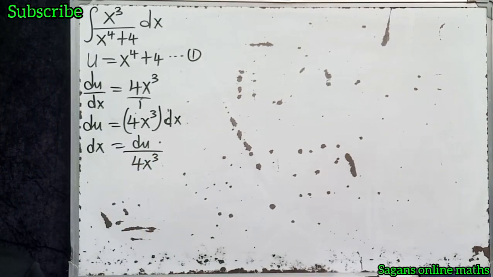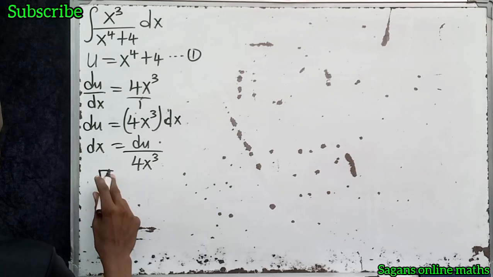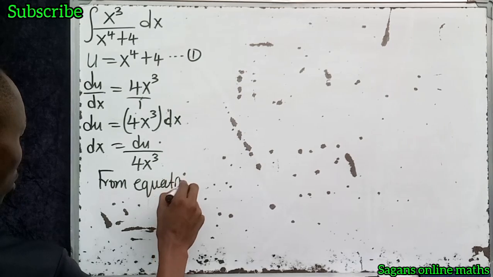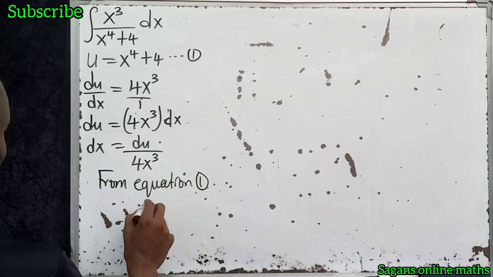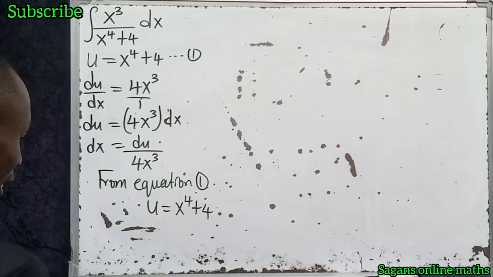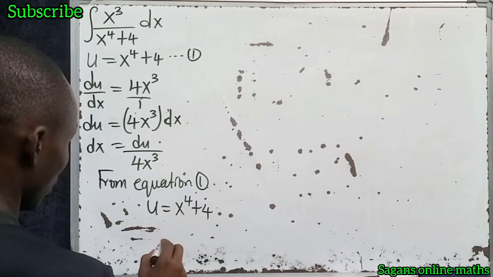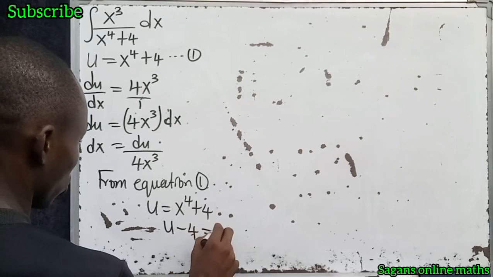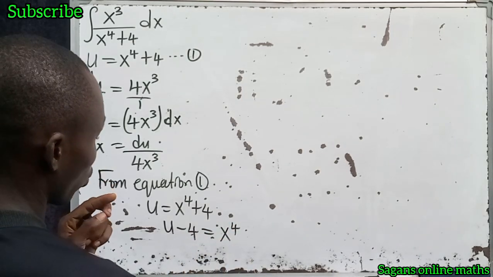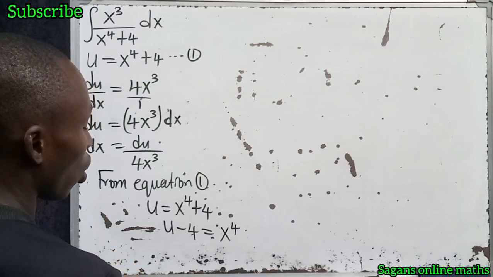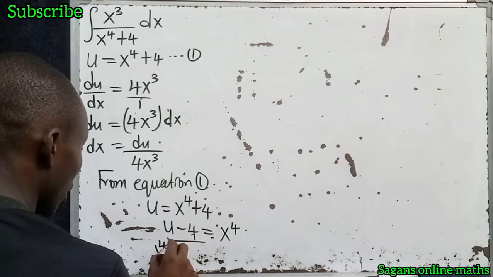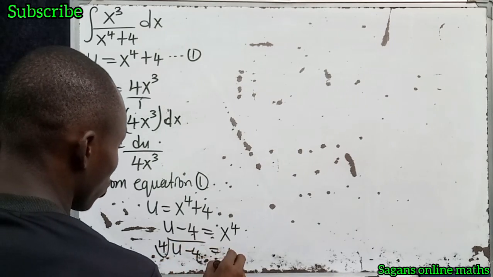I love this. Now from equation 1, which says that u equals x to the power of 4 plus 4, let's make x the subject of the formula. That means I have to subtract 4 from both sides, so u minus 4 equals x to the power of 4. Now, to make x the subject of the formula, we have two options: we can raise both sides to the power of the reciprocal of 4, or we take the fourth root of both sides. So let's take the fourth root of both sides. The fourth root of u minus 4 equals the fourth root of x to the power of 4.